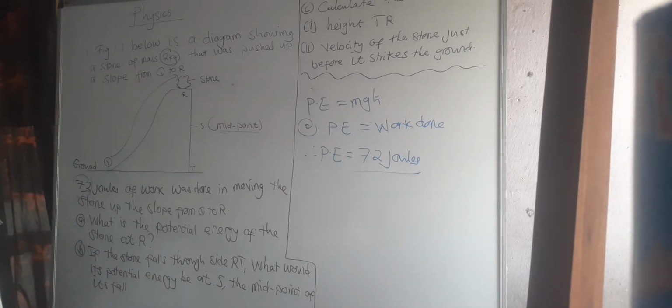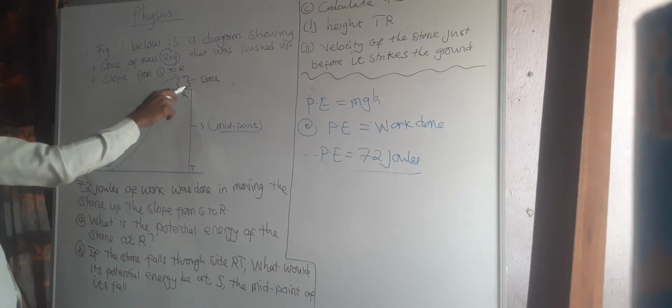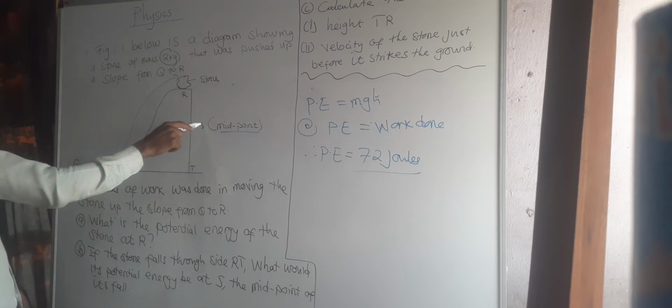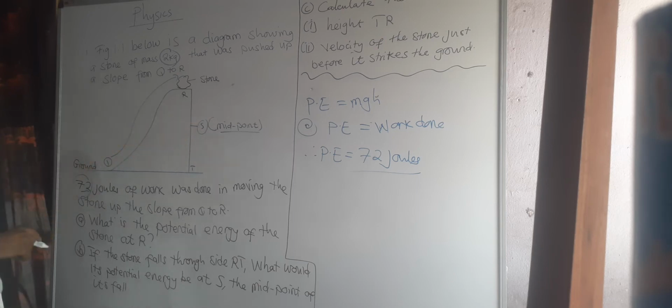B. If the stone falls through side RT, what would be its potential energy at S, the midpoint of its fall? So if this stone had fallen down this side, which is RT, what would be its potential energy if it reaches S, of which S is the midpoint?